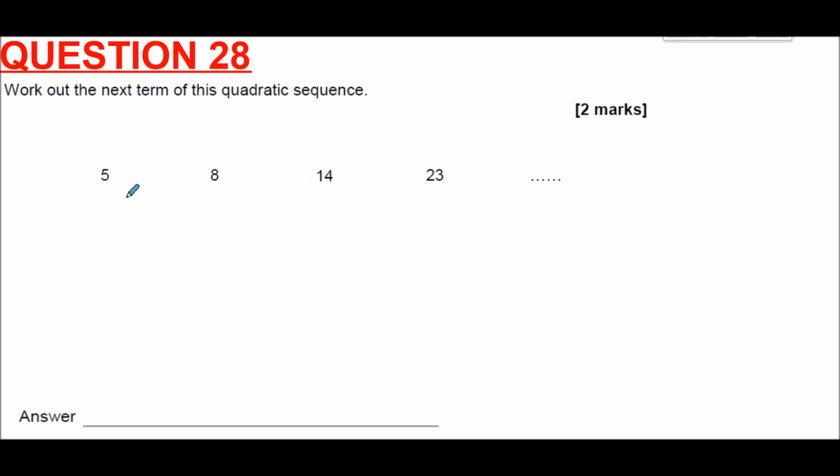So I'll just illustrate this. So from 5 to 8 is an increase of 3. From 8 to 14 is an increase of 6.